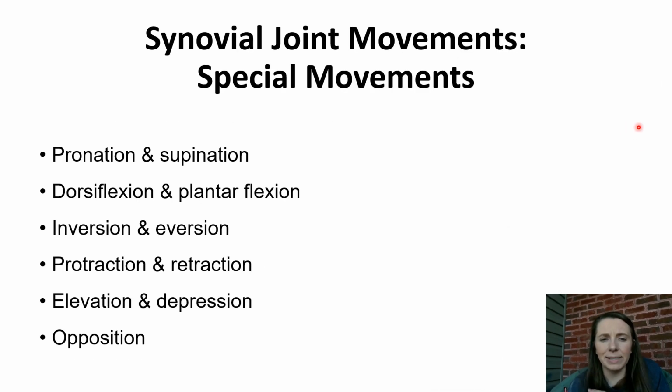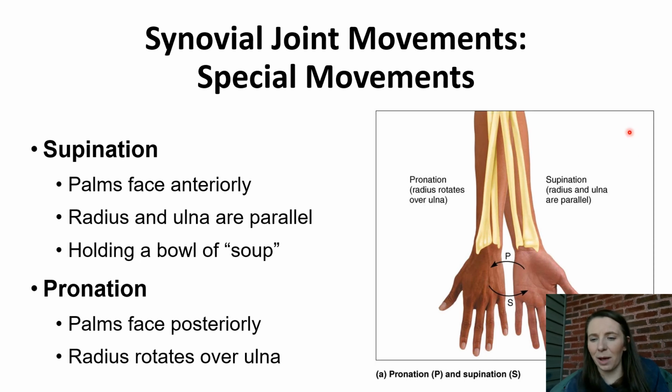So now let's talk about some special movements. I mentioned this particular movement earlier, supination and pronation. So supination is when, if you're standing in anatomical position, your palms are facing anteriorly. That would be considered supination. So you're holding a bowl of soup. Okay, you're holding a bowl of soup would be supination.